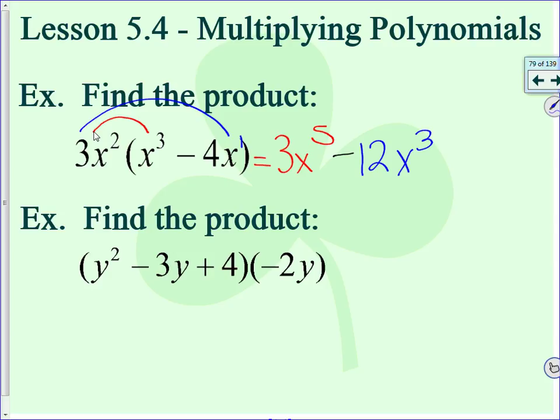Now, are these like terms? No. So this is the final answer. Okay. You can't combine those. They aren't like terms. So that's as good as it gets.